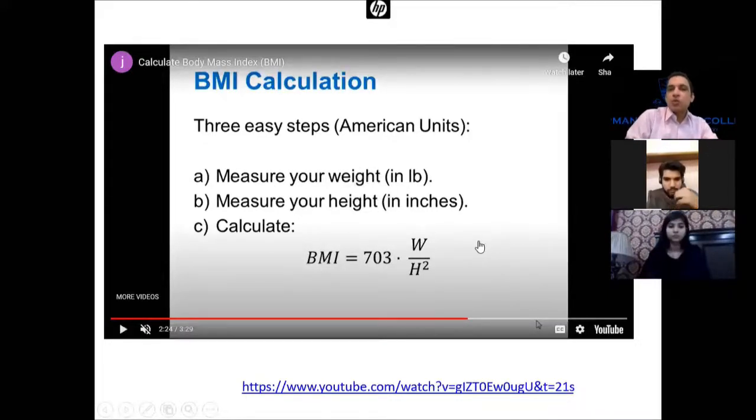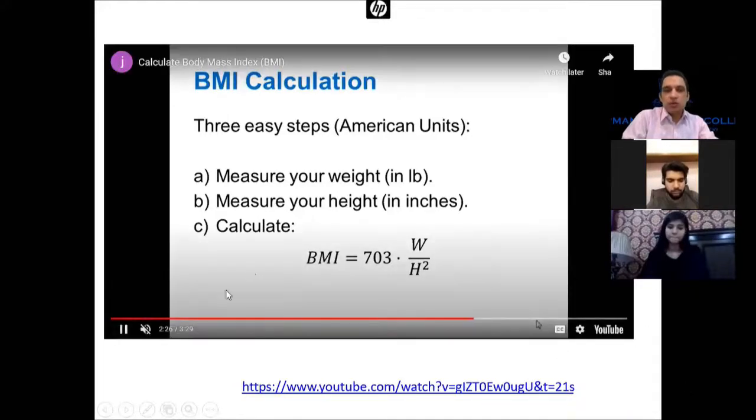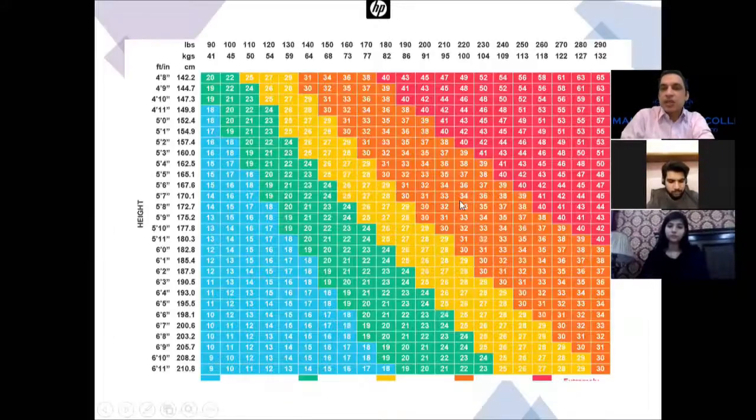Once you're done with that, the next step is to see that number in that chart. It's very easy to get that chart. You just need to Google BMI, and in the images you can start looking at different types of charts out there.